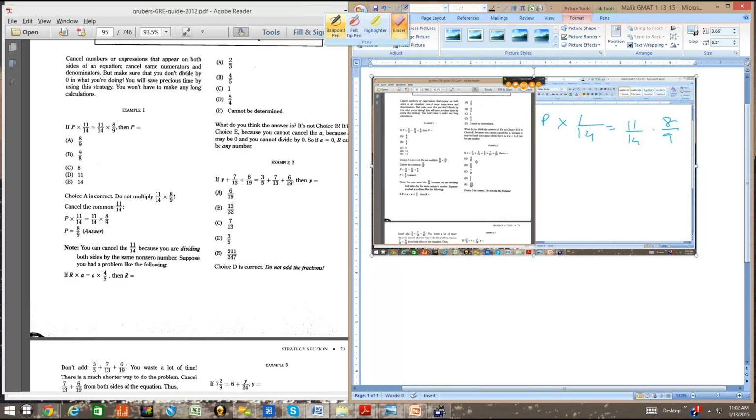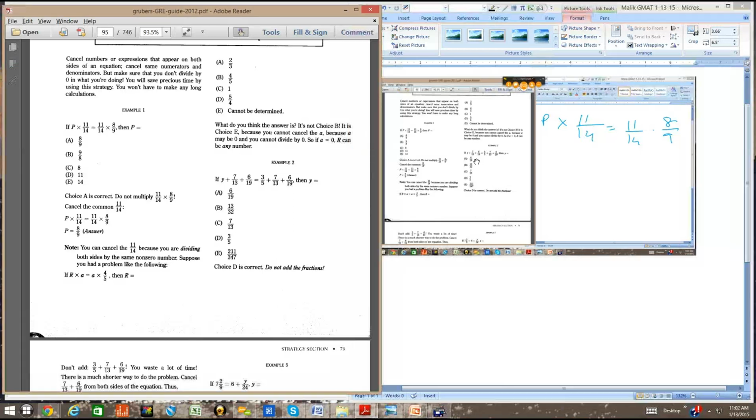Okay, look at example 2 here. You have to be able to see little things like both sides have 7 over 13 and both sides have 6 over 19. So you really don't need to do any math. You don't need to find any common denominator and all that. Y is 3 over 5. That's it. Big part of this exam is about being street smart.